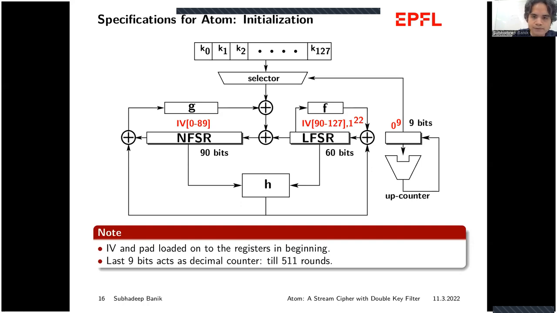So Atom is a stream cipher with a state size of 159 bits and a 128-bit secret key. We have a non-linear register of 90 bits, a linear register of 60 bits, and a decimal up counter of 9 bits. Initially the IV and some constants are loaded onto the registers, and the finite state machine is allowed to execute for 511 cycles without producing a keystream bit. So in this respect, you can see that the structure of Atom, at least during the initialization phase, is quite similar to that of Plantlet.